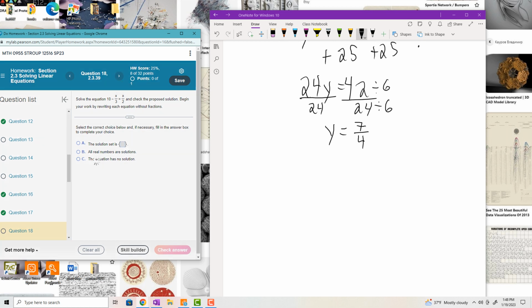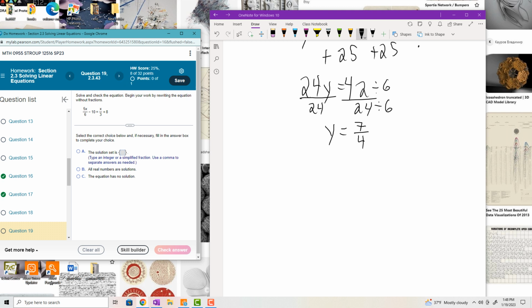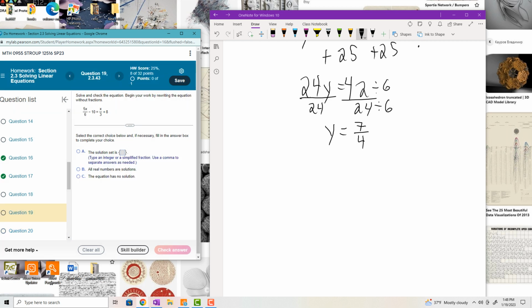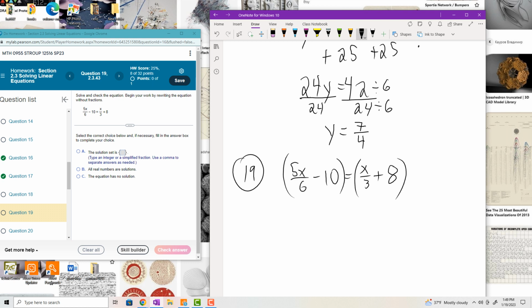More of the same thing here. Yeah, sure. Let's do one more, that number 19. Let's see how that operates. So I have 5x over 6 minus 10 equals x over 3 plus 8. I'm going to multiply both sides by the smallest number that's divisible by 6 and 3. So certainly 12 would work, but I want the smallest number, right? So I'm not going to use 12 because I think 6 would work. So yeah, 6 is the way to go.